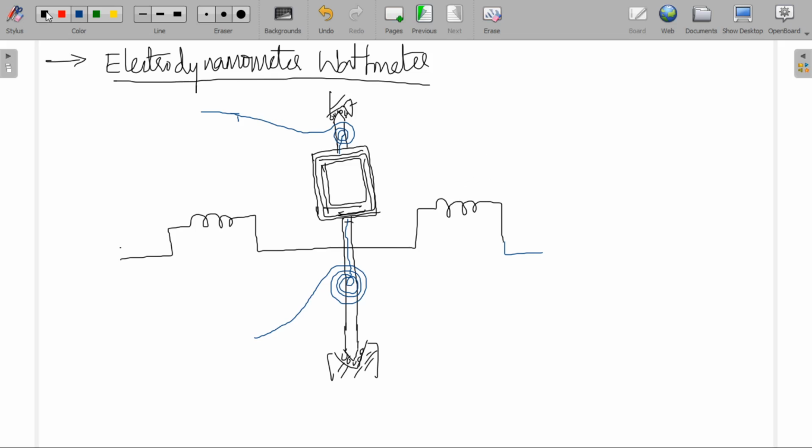Now let me place the load. Fixed coils are connected in series with the load. So two fixed coils are connected in series with the load in order to carry the current which is flowing to the load. This is the load. The current which is flowing to this is IL.